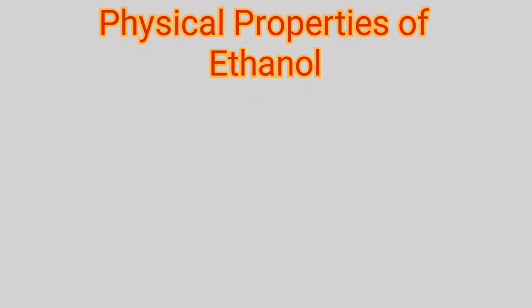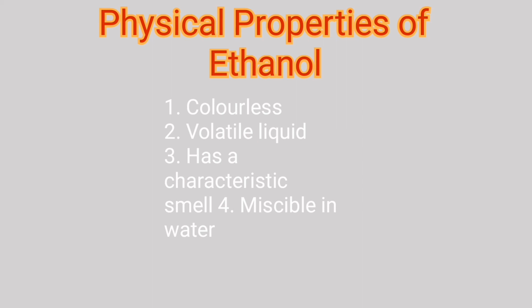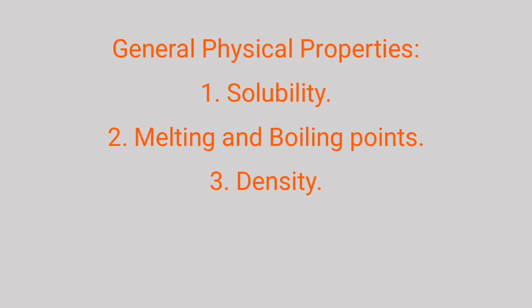Now next is physical properties of ethanol. Absolute ethanol is a colorless, volatile liquid at room temperature, it has a characteristic smell, and it's also miscible in water. Now, general physical properties of alkanols. One, we look at solubility. Two, we look at melting and boiling point. And then finally, we look at density.